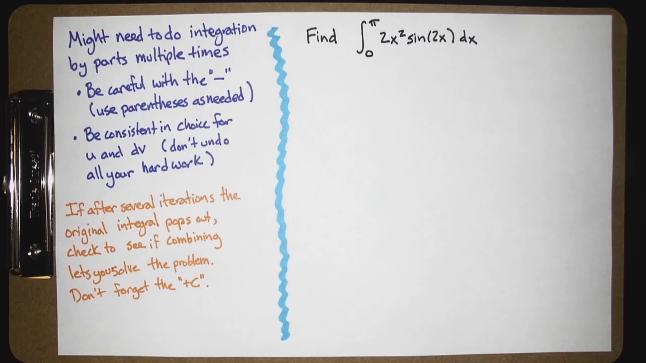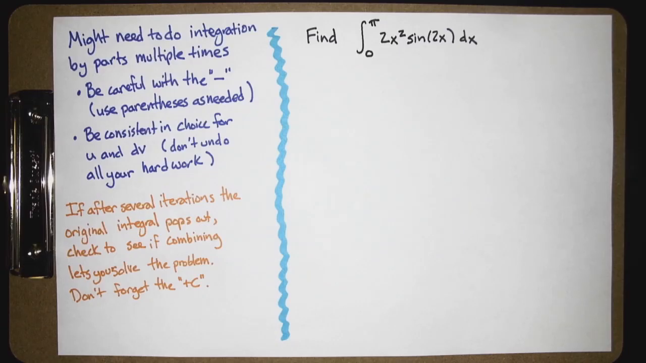And there's this curious comment. In some cases, after several iterations, the original integral pops out. And that's not a bad thing. Because if it does, you can sometimes rearrange and solve. All right, so let's work through this problem here.